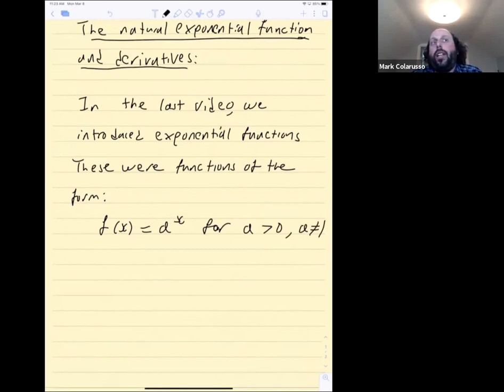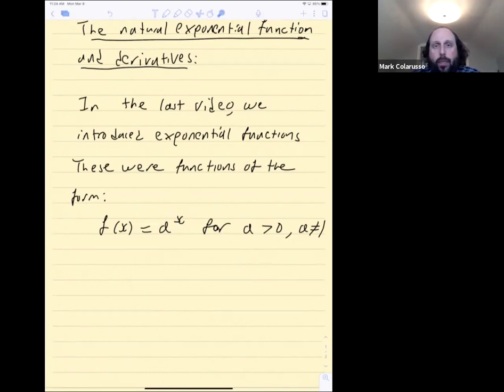And I said you can think of this, if x is a positive integer, a to the x is computed by multiplying out a by itself x times. So a to the 5 is a times a times a times a times a, and so forth. If x is a negative integer, we do that same thing in the denominator. It's 1 over a to the x. And if x is rational, it involves a power of a root and so forth.